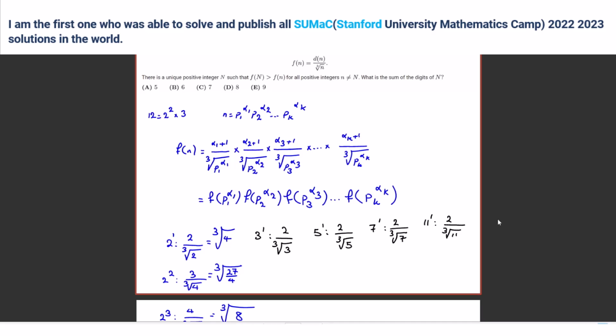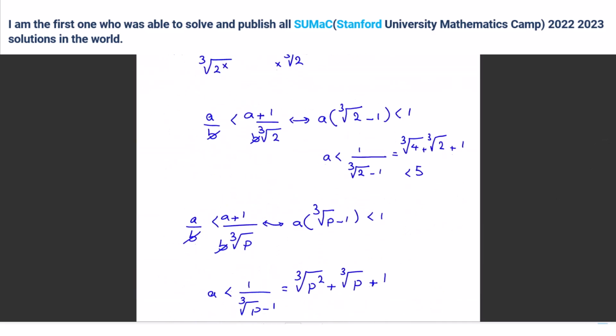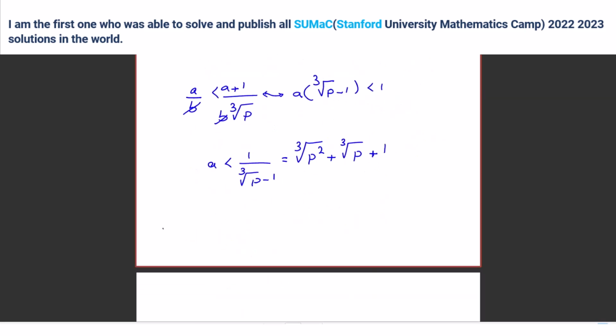So, for all of them, for example, if p is greater than or equal to 11, we want to prove alpha plus 1 over cube root of p to the alpha. We want to prove it is less than 1, right? So try to prove this, that for p greater than or equal to 11, this is less than 1, okay?